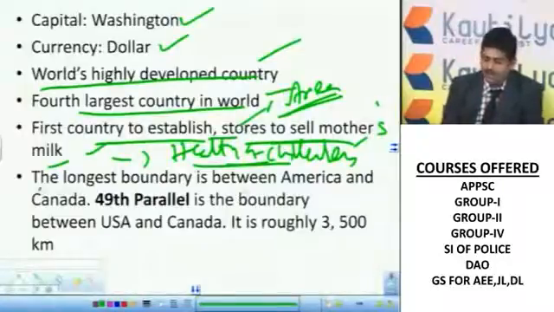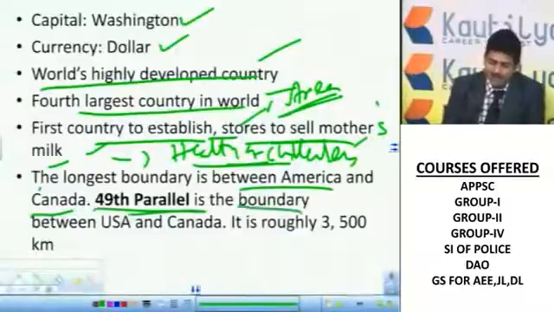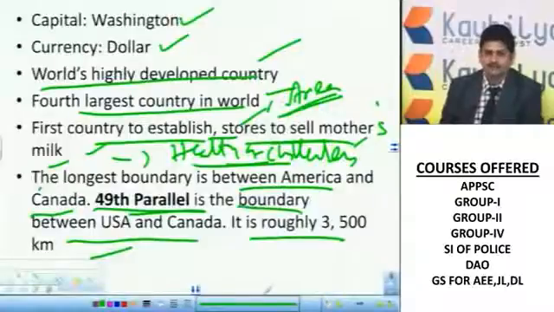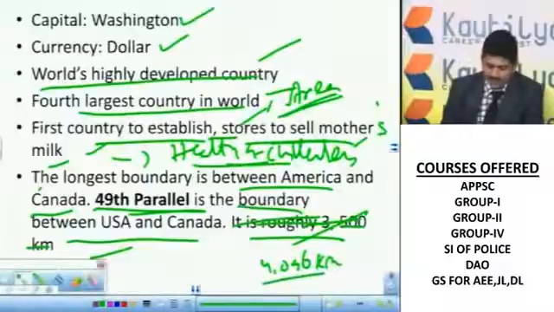Next, the longest boundary is between America and Canada. It's the world's longest border and a very, very important point. These two countries share the longest boundary in the world. This is known as the 49th parallel, the boundary between US and Canada. It is roughly around 3,500 kilometers. Okay, it's not 3,500 kilometers, it's more than this. Please check this. It's more than that, because the boundary between India and Bangladesh is 4,096 kilometers. So somewhere a mistake has happened here.